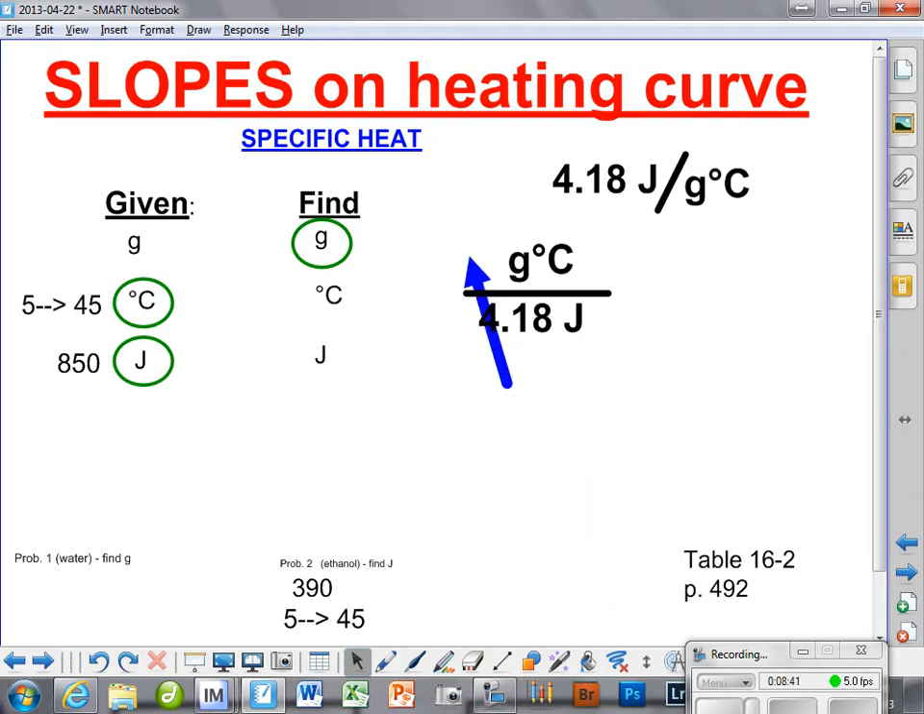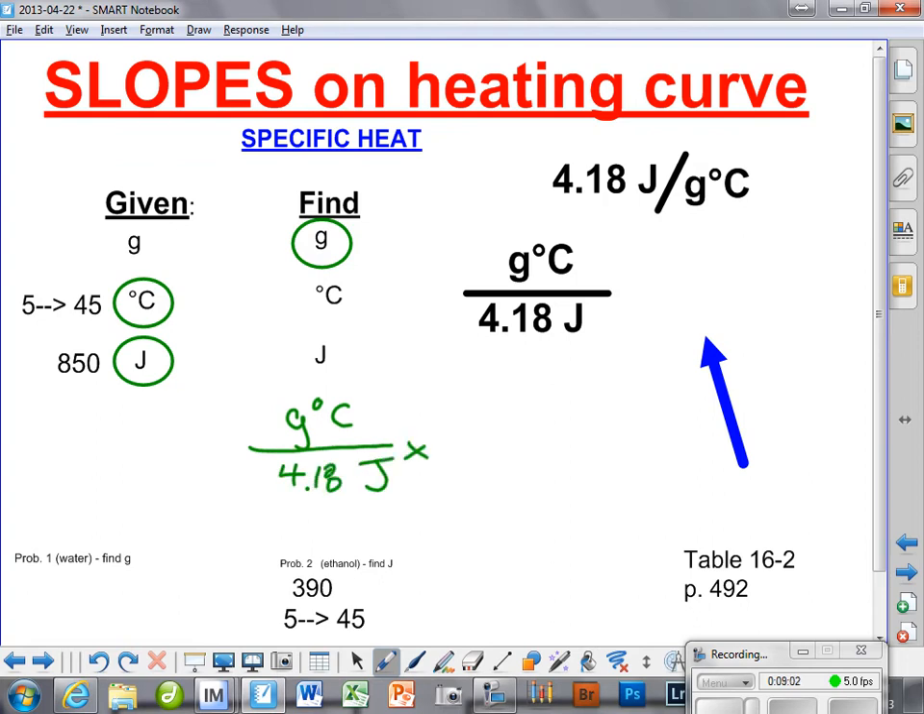If you take this number and put it on top, you're going to be upside down. Your calculation will be backwards. Okay? This number has to stay with the joules. So, when we start our calculation, we have grams degrees centigrade over 4.18, and that's joules. Okay? What's the next fraction, James?